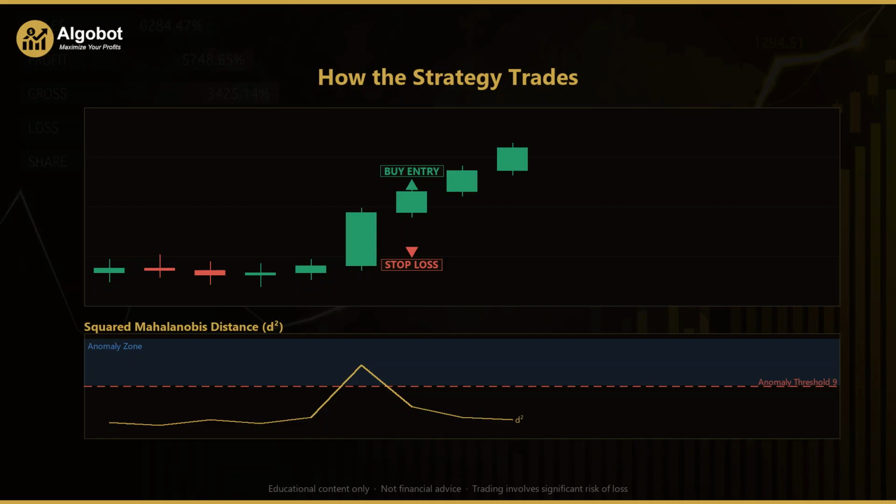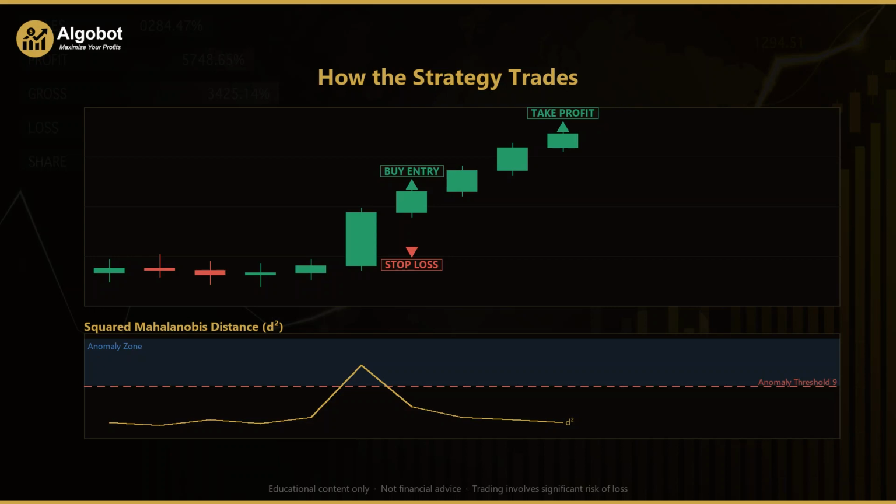On the following candle, price presses higher and closes above the anomaly bar's high. That is our breakout confirmation, and the buy entry marker appears. The stop-loss marker sits below, one average true range-based stop distance under the entry, and the take-profit target is set at 1.8 times that distance.